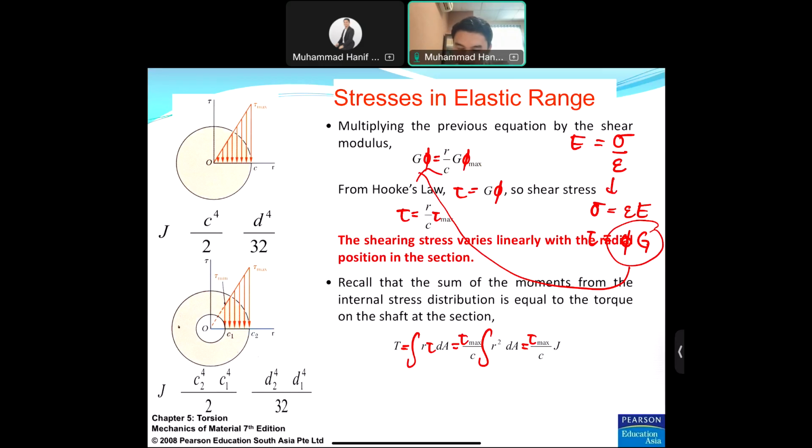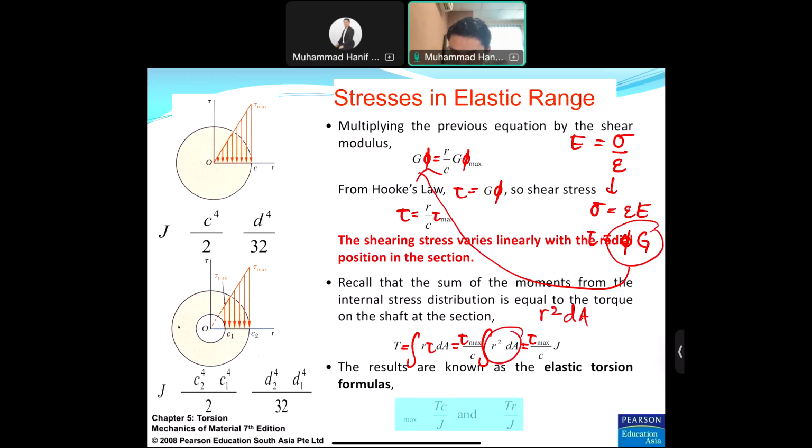This derivation you do not need to remember, just understand the flow of how we get the final equation. At the end of the day, you will only apply the final equation and substitute everything into it. You have the integral of r squared dA equal to J. So you substitute J into the equation and you will get the final equation of tau maximum equal to Tc over J, or tau equal to Tr over J.